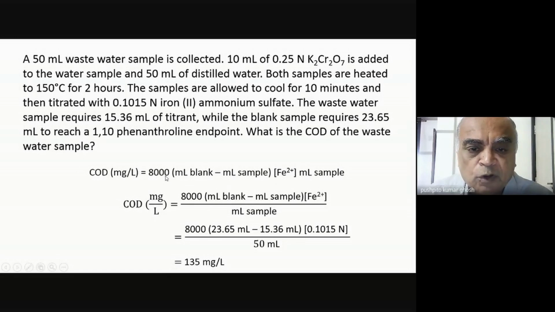So COD will be equal to 8000 multiplied by ml of blank, which is given 23.65, and with your effluent is 15.36. So I'm just subtracting, and then I put the normality of my ferrous ammonium sulfate, which is 0.1015, and my sample volume was 50 ml, and you can see your COD will come to 135 milligram per liter. So that's how you will estimate COD.